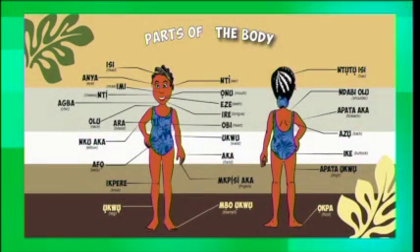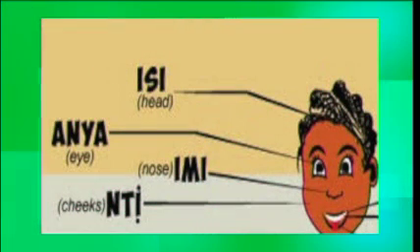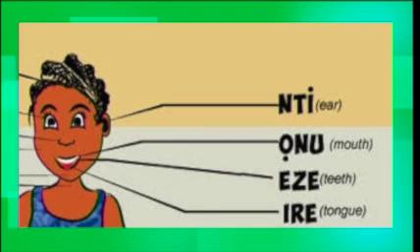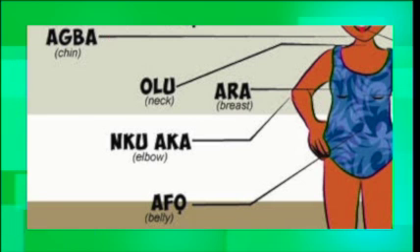Here is a picture of all the body parts in both Igbo and English. Now let's go through each one, starting from the head and working our way down. Isi, head. Anya, eye. Imi, nose. Nti, cheek. Nti, ear. Ono, mouth. Eze, teeth. Ire, tongue. Agba, chin. Onu or olu, neck.